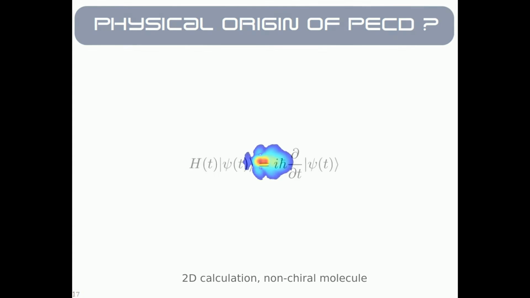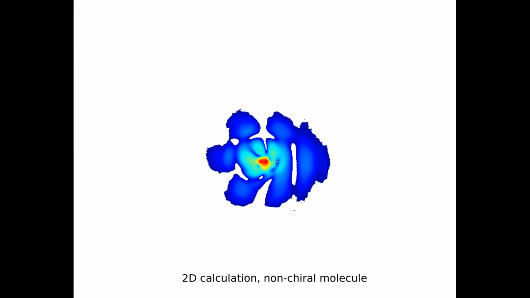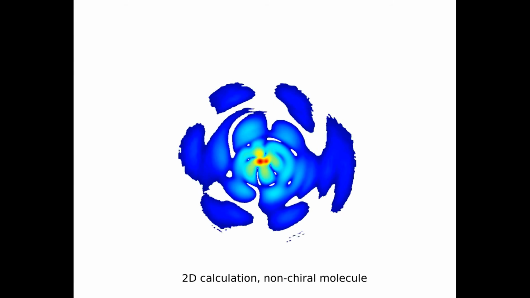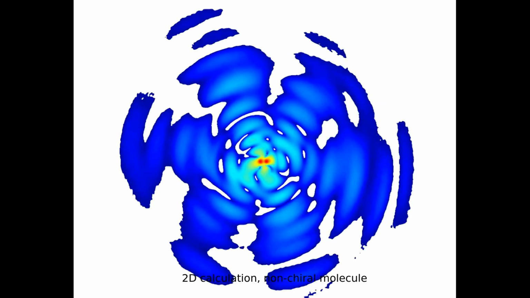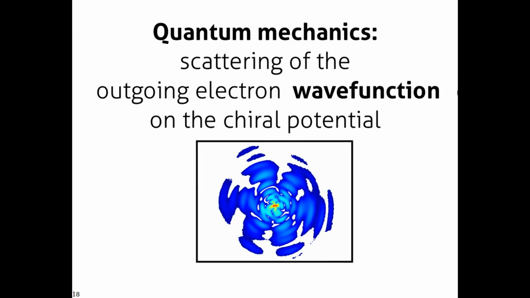One can notice that because of the scattering of the outgoing electron onto the nuclei, the angular distribution of the freed electron gets structured. We can understand PECD as emerging from the scattering of the outgoing electron wave function on the chiral potential. More precisely, PECD was found to be due to the scattering phases of the electrons. This interpretation is certainly valid, but scattering phases may not be the most intuitive quantity to think of.